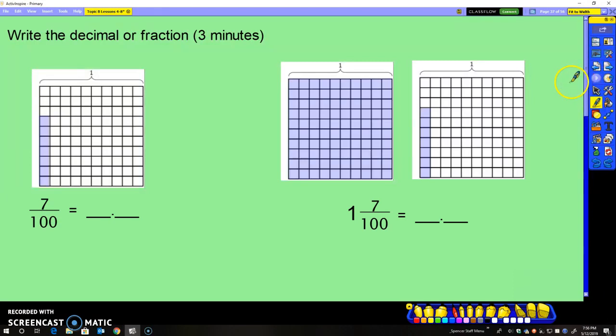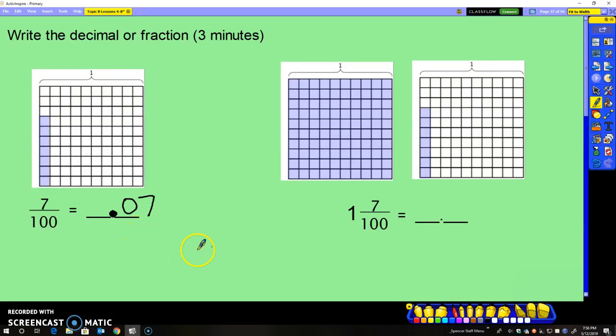Alright, so let's take a look. We've been using area models quite a bit in the past week or so. In this area model, it shows us 7 hundredths. If I have 7 hundredths, I know I'm after the decimal. I'm not in the tenths place. I don't have any tenths, and I have 7 hundredths.